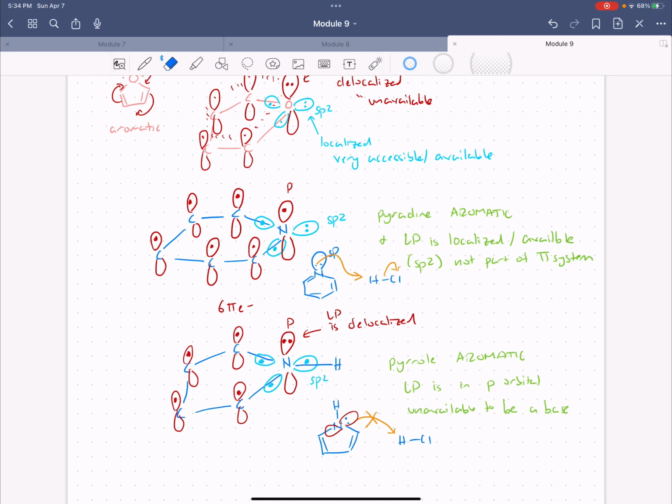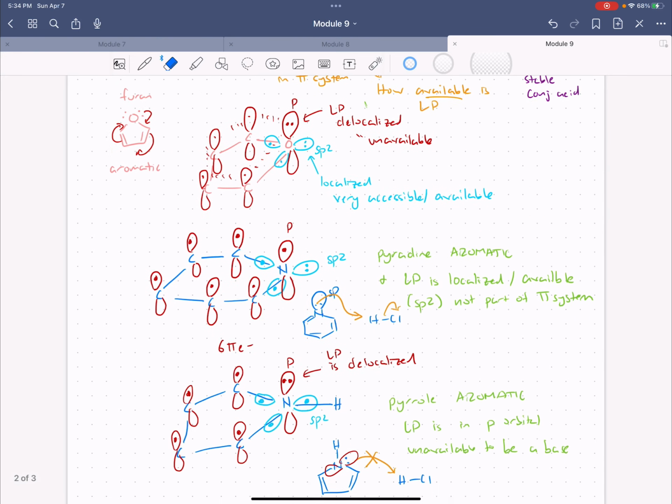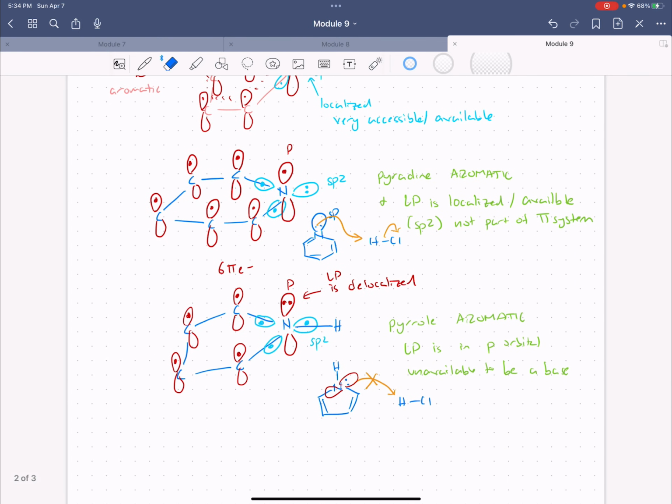Based on this discussion, which is more basic, pyridine or pyrrole? The answer is pyridine. We haven't been looking at pKbs, but with pKa, the lower the value, the more acidic. There is such a thing as pKb, and pyridine is lower, so it's more basic.